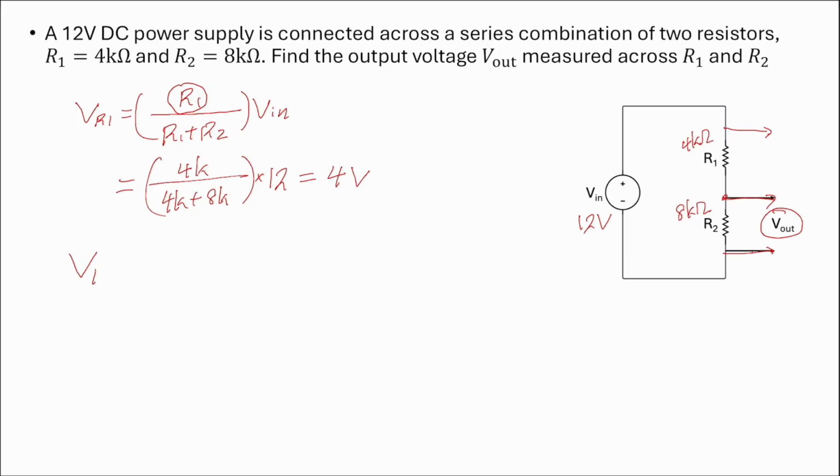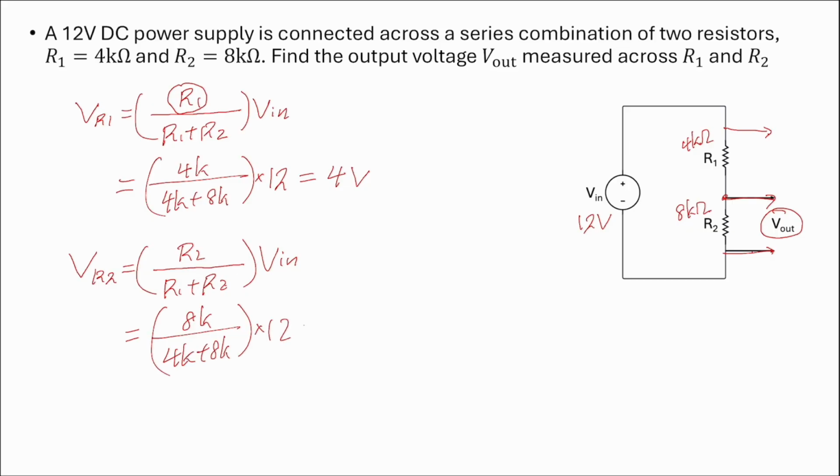The voltage across R2, same, is proportional to V in. The proportional constant is a fraction. The denominator is R1 plus R2. But because you want to get the voltage across R2, the numerator is R2. So this is 8K over 4K plus 8K. Multiply 12, you get 8 volt.